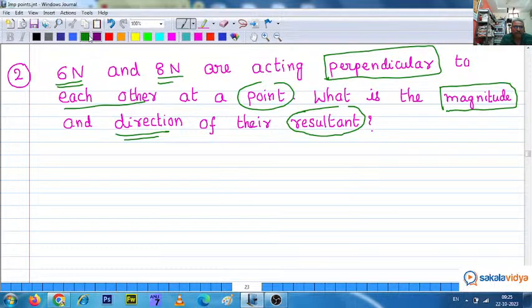Okay, let us proceed for the solution. So what is given actually here? See the given data.